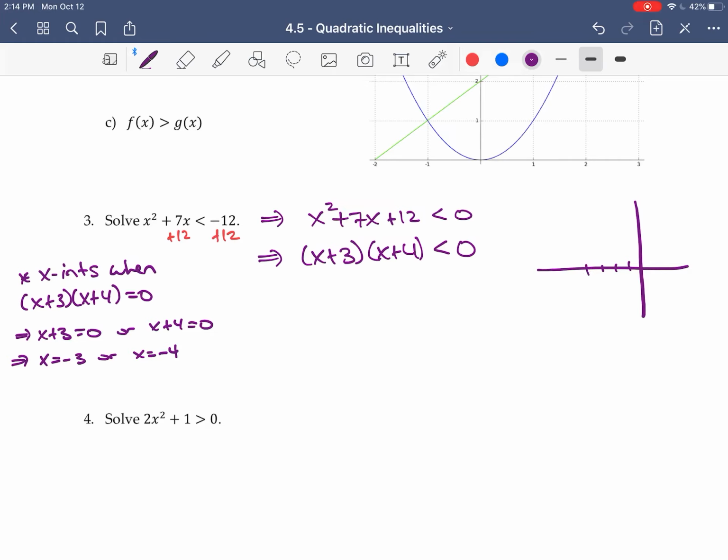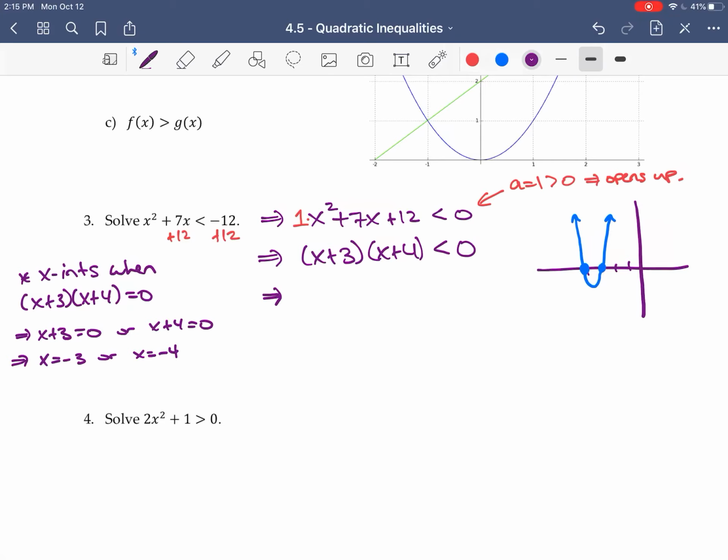1, 2, 3, 4. Okay, so I have an intercept at -3, an intercept at -4. So now I want to know which way does it go. Does it open up like this, or does it open down like that? I can tell that because if I look at it in this form, a is 1, which is bigger than 0, right? That's the value in front of the x squared. So that means it opens up, facing up. So my parabola has to look like that. And that's as much of a sketch as I need to figure out my answer.